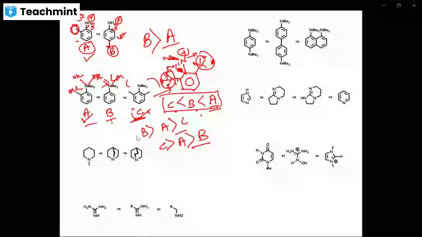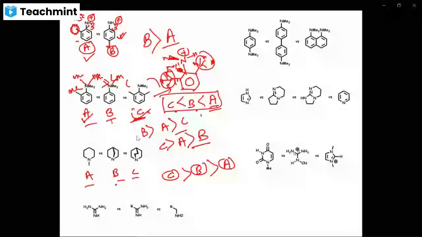Okay, so then this is A, this is B, this is C. Can you tell the basicity order of these three? Which one will be most basic? C is most basic. Then what is the reason? Can you explain? Which one is more rigid? Between C and B, which is more rigid?